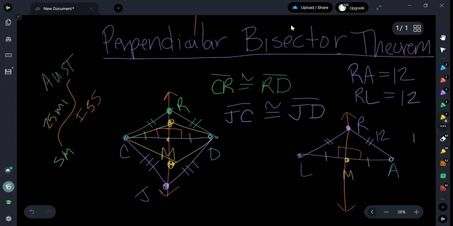And I'm trying to get my screen to move, so give me just a minute. It's being a little fussy.